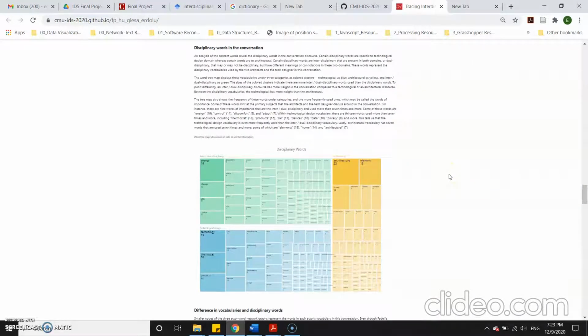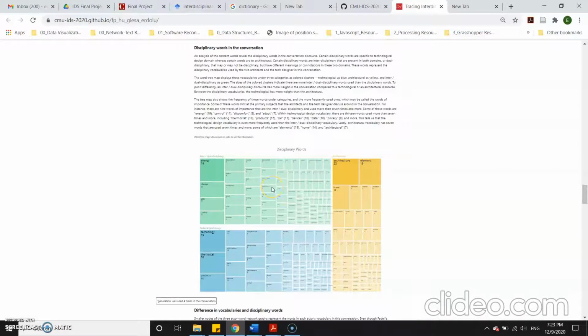In part 3, the user can examine the disciplinary words in the conversation. The word tree map here displays disciplinary words specific to the technological design domain and words specific to the architectural domain. Certain disciplinary words are interdisciplinary, present in both domains, or dual disciplinary, which may or may not be disciplinary but have different meanings or connotations in these two domains.